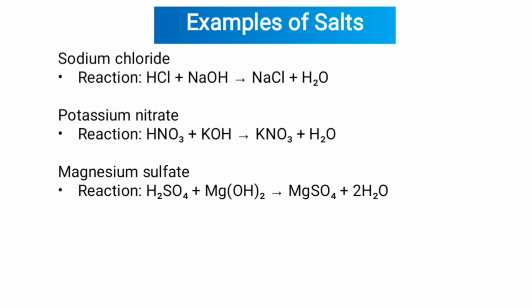Examples of salts: sodium chloride, reaction HCl plus NaOH gives NaCl plus H2O. Potassium nitrate, reaction HNO3 plus KOH gives KNO3 plus H2O. Magnesium sulfate, reaction H2SO4 plus Mg(OH)2 gives MgSO4 plus 2H2O.